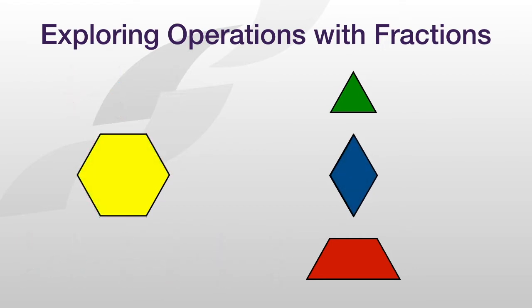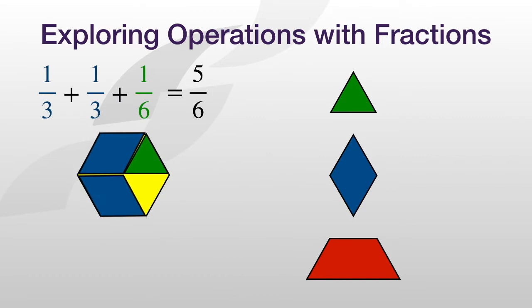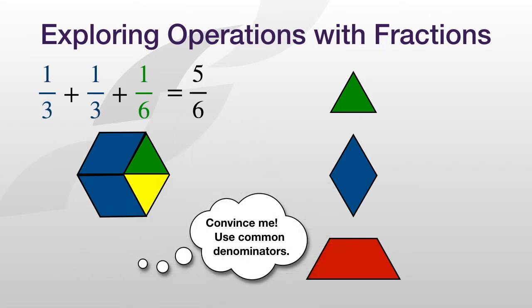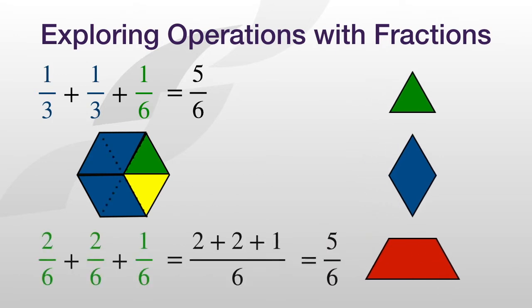Here's another way. We can see that 1/3 plus 1/3 plus 1/6 is 5/6. Can you show that this is true using what we've learned about adding fractions? Use equivalent fractions with common denominators. 1/3 is equivalent to 2/6. 2/6 and 2/6 and 1/6 make 5/6. We can add the numerators over a common denominator.